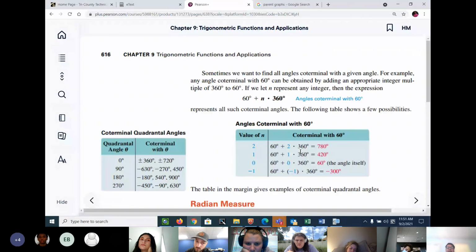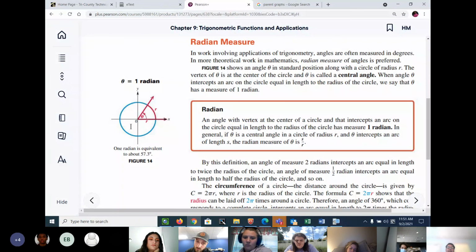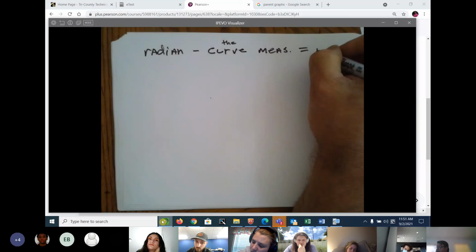Radians. Okay, here we go. That's a radian right there. A curve that matches. What is a radian? A radian is the curve measurement that matches the radius. There's only one part of the circle that's a curve, and that's the curve part. The curve measurement that's equal to the radius.